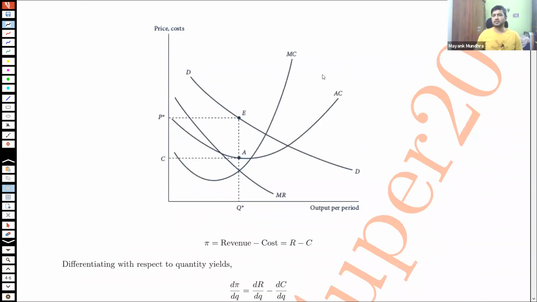So suppose these are the curves for a monopoly. This is the marginal cost curve. Okay, this is the average cost curve. This is the demand curve for the market, and this is the corresponding marginal revenue curve.